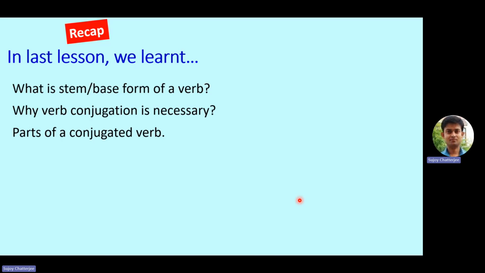Parts of a conjugated verb. So there are basically three parts in a conjugated verb. First is the stem kanji. Then we have a middle part which comes out through the rules of the verb conjugation. And finally, the ending is the conjugation, which is masu or mashita or the informal forms as well. So in this way, there are three parts of a conjugated verb, which we discussed briefly in the previous lesson.